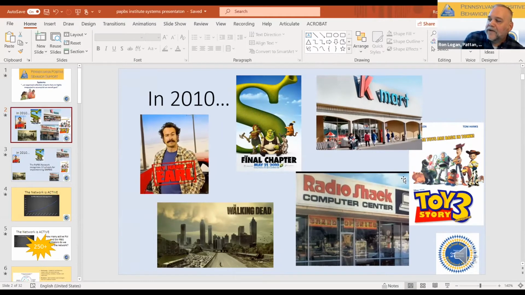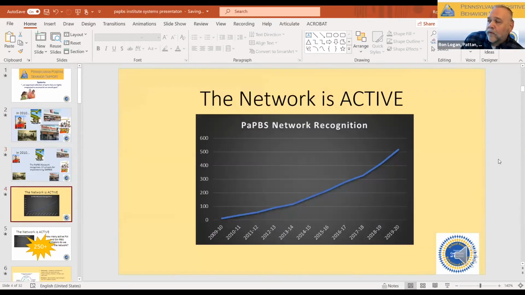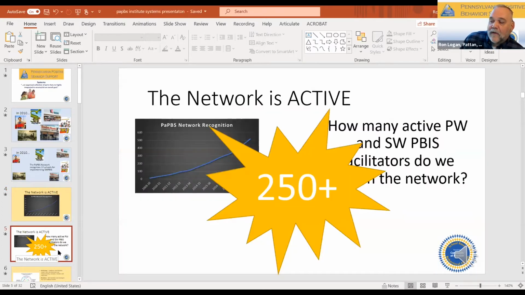We watched the final chapter of Shrek, and we sent Andy off to college in Toy Story, and the network recognized 12 schools for implementing school-wide PBIS. So obviously, the network has grown over time. You can see we went from our 12 schools in 2009-10 to the year 2019-20 when we recognized just over 500 schools. Along with the network, we've grown with facilitators. As Tina mentioned, we're seeing now over 200 facilitators.